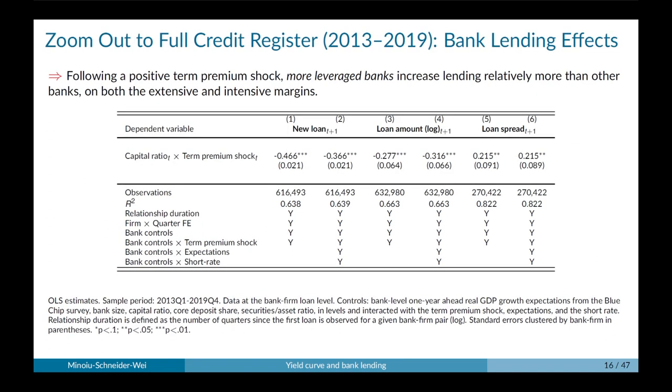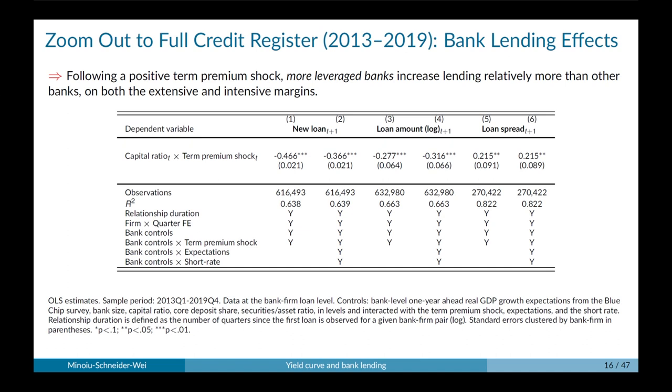Okay, so now let's zoom out to the entire credit registry and see if what we've identified by way of patterns in the taper tantrum episode generalizes to the entire period 2013 to 2019. Now this is not a diff-in-diff anymore, it's a very simple panel regression, if you will, but again at the loan level, where we relate the lagged capital ratio in interaction with term premium shocks to the extensive and intensive margin lending decisions of the banks.